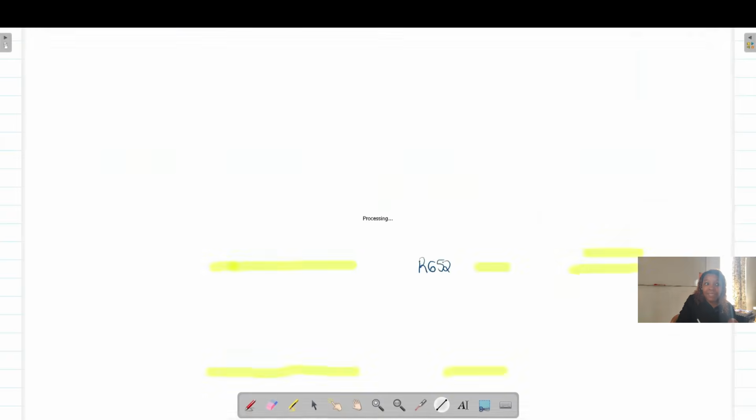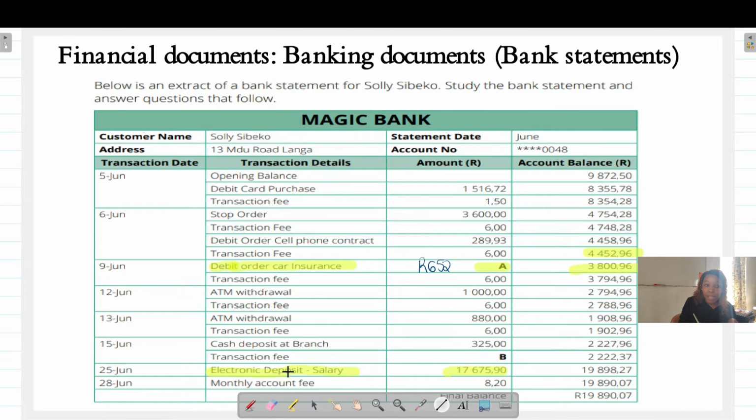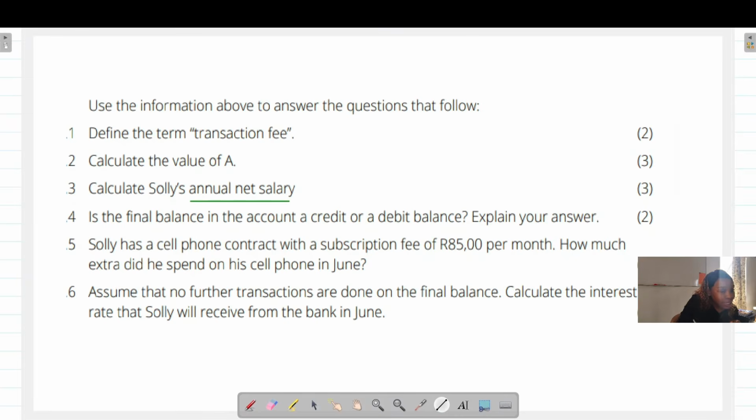I'm going to explain this again. The reason why this is Mr. Sibuko's monthly net salary is because the salary that will reflect in your bank statement is the salary after your deductions, right? You will not get your gross salary in your bank. It will be the net salary because the taxes have already been deducted, your UIF has already been deducted, pension fund and medical aid have already been deducted, then you get what's left, and that is what reflects in your bank statement. Cool stuff, right? Let us continue with the question.